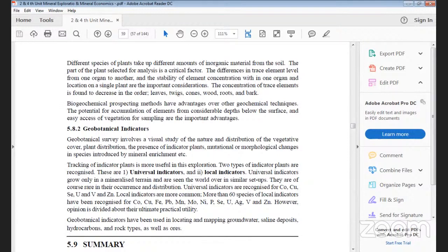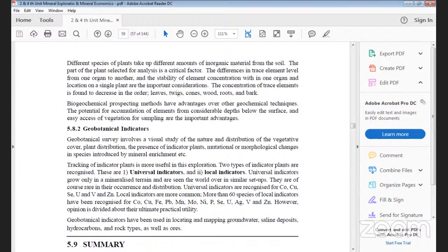Definitely, every element and every metal has its own mobility capability, and as per that, they will move and occur in different rock formations. Universal indicators are recognized for cobalt, copper, selenium, uranium, and vanadium, including zinc.